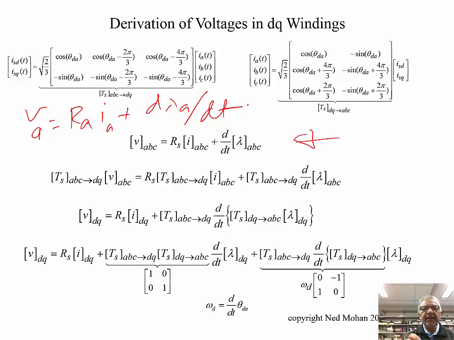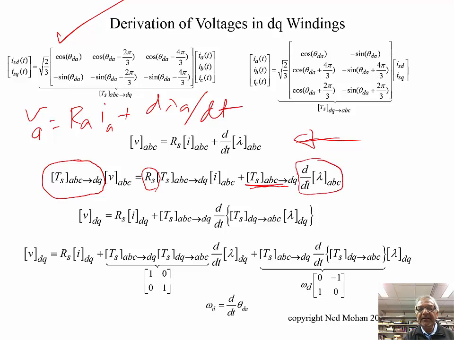So now we will multiply both sides of this equation by this transformation matrix. We want to go from ABC to DQ. So we multiply it by this transformation matrix, which is this one here, on the left side, and we do it on the right side. R sub s we can pull out early on because that's just a constant, right? And then we multiply the same transformation matrix on this term d dt lambda ABC, this term over here.